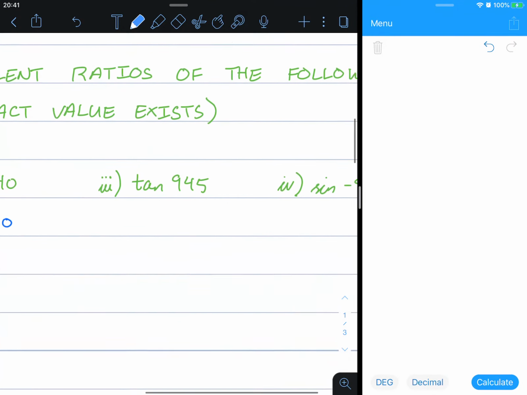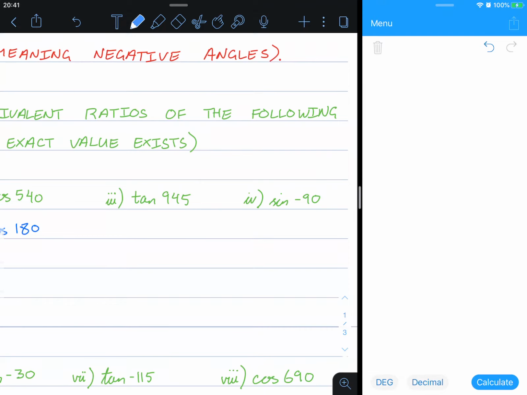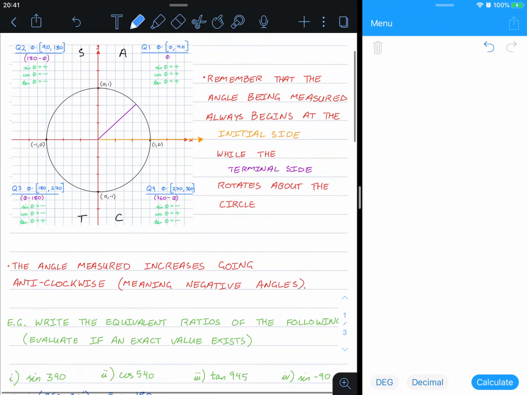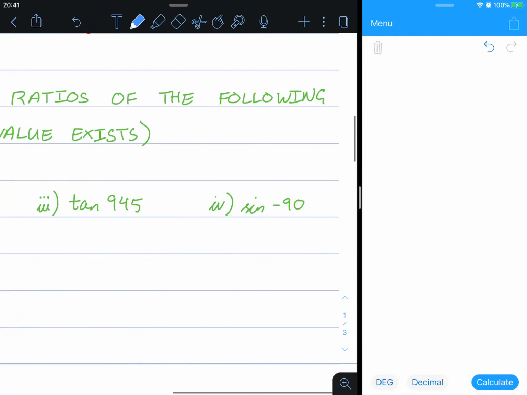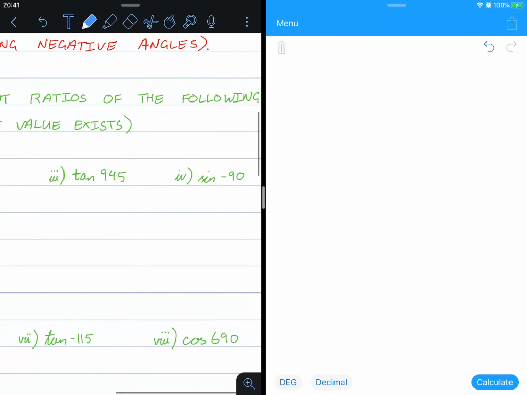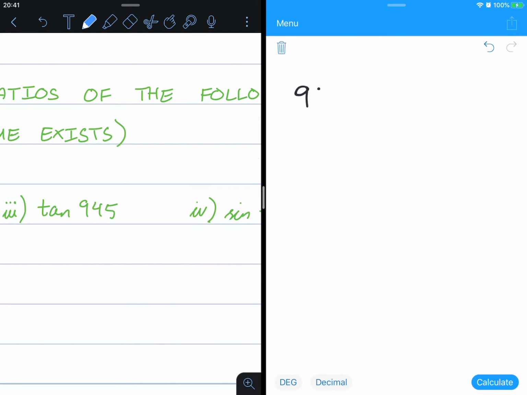Moving right along. Tan of 945. Well, 945 is very hard to imagine. It's going around once, maybe twice, 3 times maybe. I'm not too sure, so we'll just use our calculator to figure out how many times it's gone around. So 945 degrees, take away 1 revolution, still not finished.